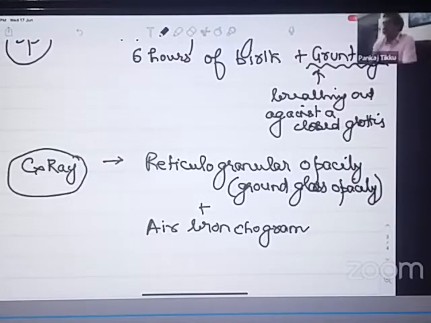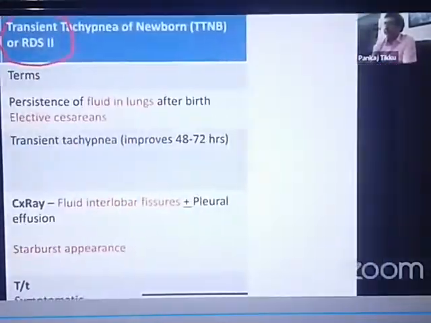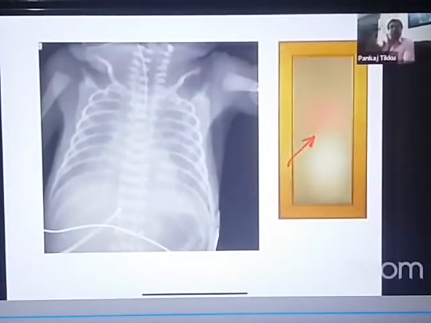This is a typical X-ray showing reticulogranular opacity. You can see this X-ray. So you can see this is a ground glass. There is a normal transparent glass and a glass which has been ground. When the glass has been ground, you can see small dots throughout the glass, and similarly throughout the lungs.